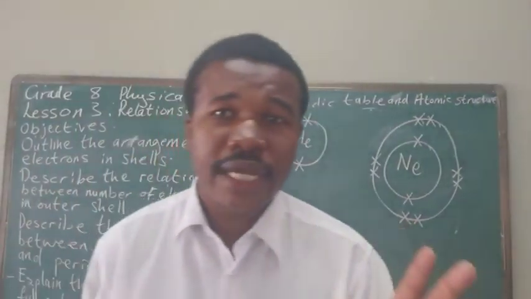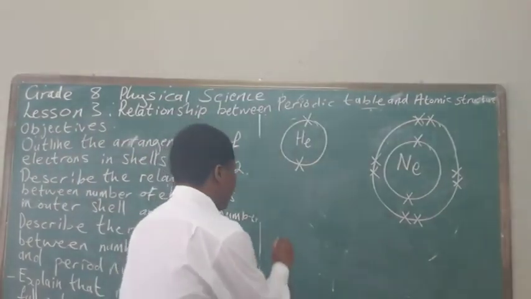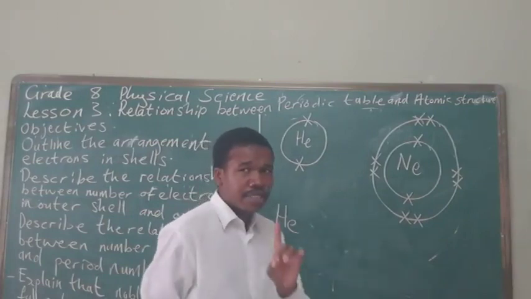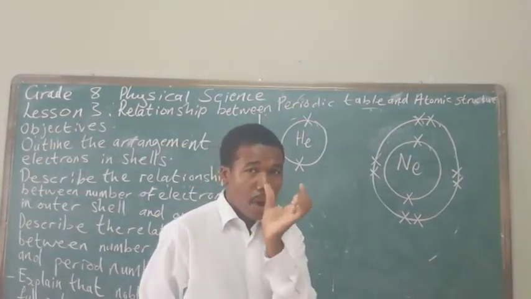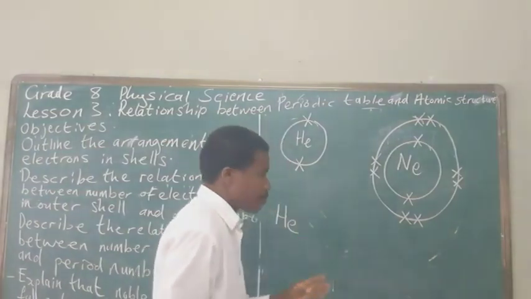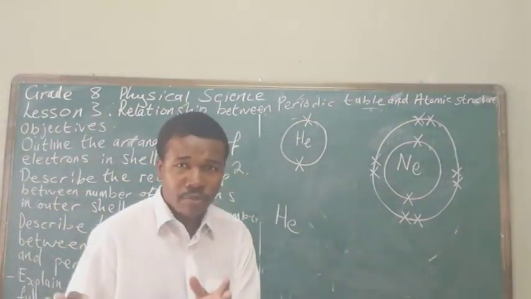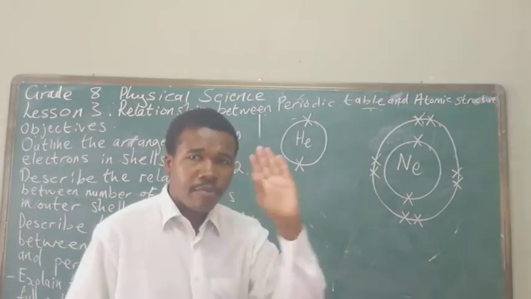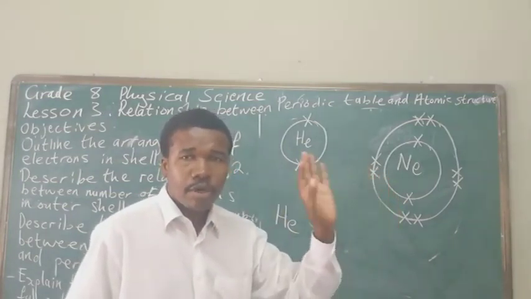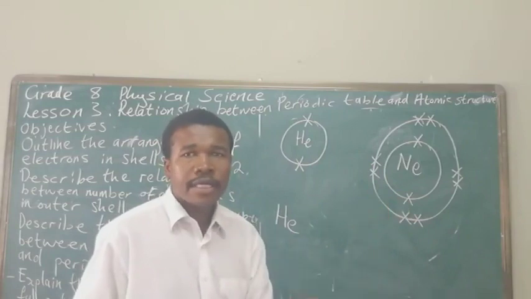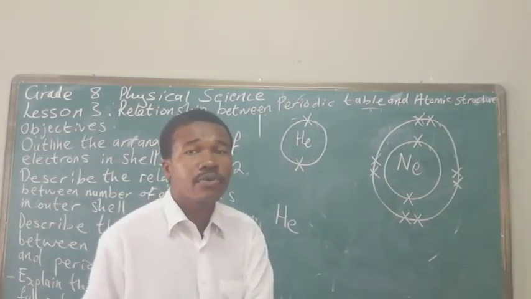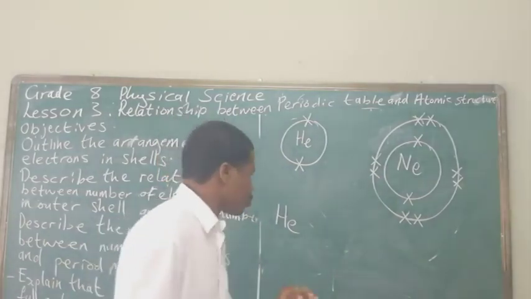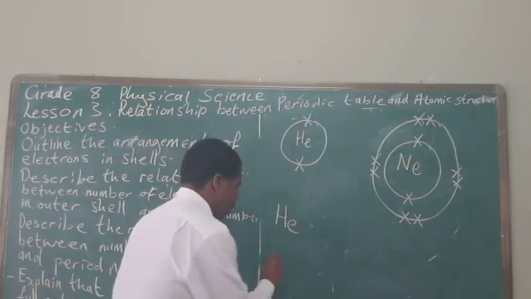So if we were to write helium, it would just be He. This is monoatomic, which means it only exists as one helium atom. Let me just go off a bit: we have monoatomic elements or molecules, and then we have hydrogen molecules or chlorine molecules, and these are diatomic gases.